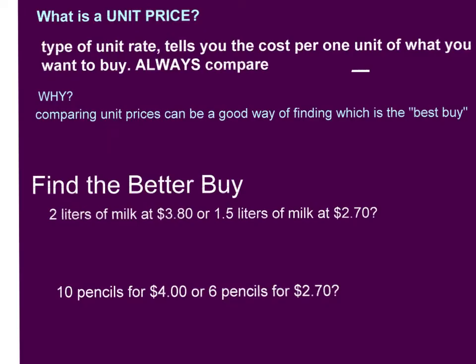All right, so the question is, what is unit price? Well, unit price is like a unit rate, and it's a type of unit rate that tells you the cost per 1 unit of what you want to buy. And when we do this, we always compare the price per 1 unit. We always break it down to find out how much 1 unit is, because if you do that with both items, you can tell what's cheaper. And why do we do it? Well, because a unit price is a good way to find out which one's a better buy.